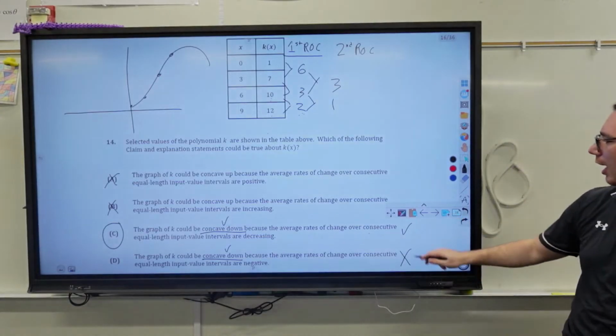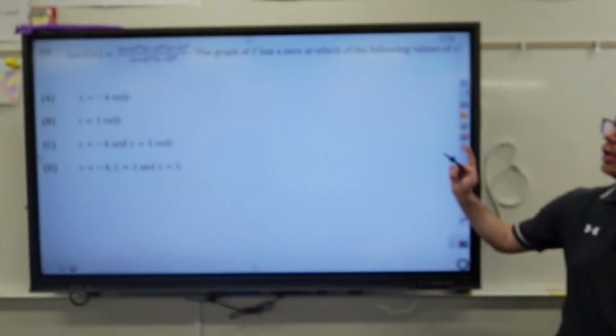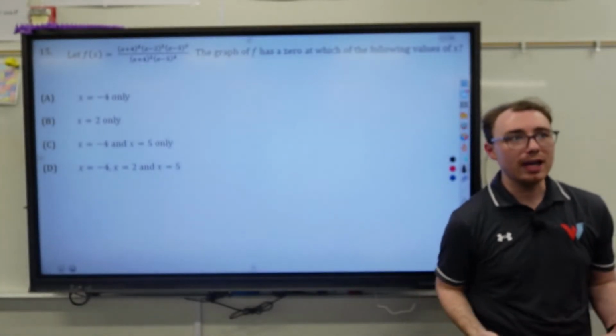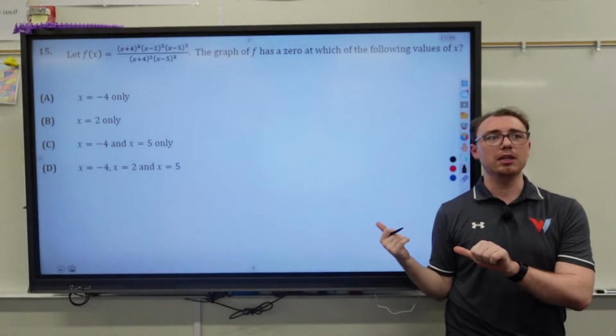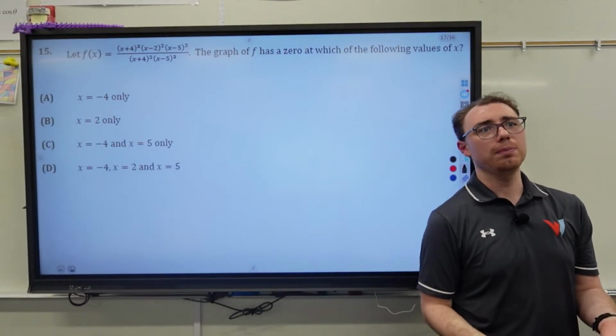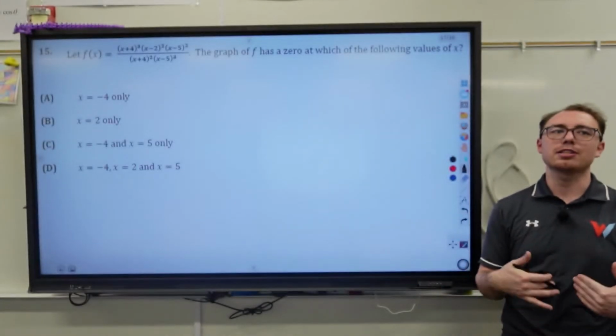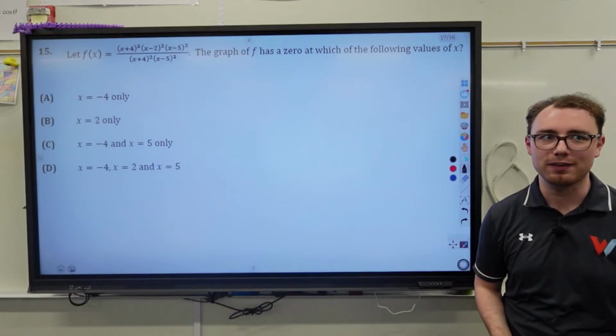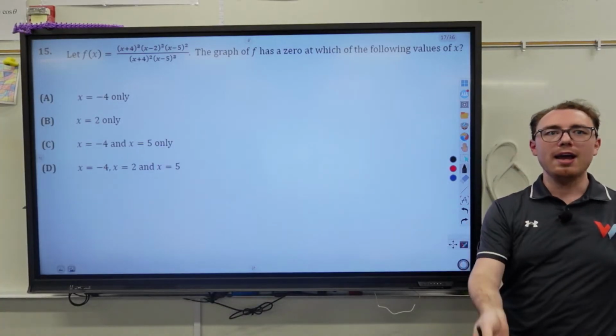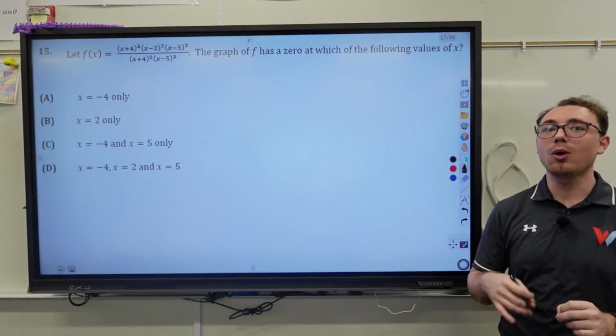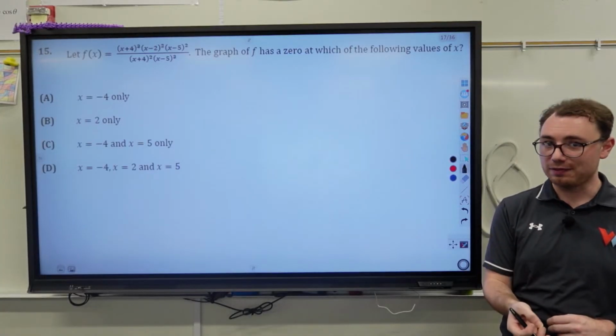We're now going to take a look at example 15. For example 15, we're going to let f of x equal this problem here: (x plus 4) to the third power times (x minus 2) to the second power times (x minus 5) to the second power, all over (x plus 4) to the second power times (x minus 5) to the third power. The graph of f of x has a 0 at which of the following x values?